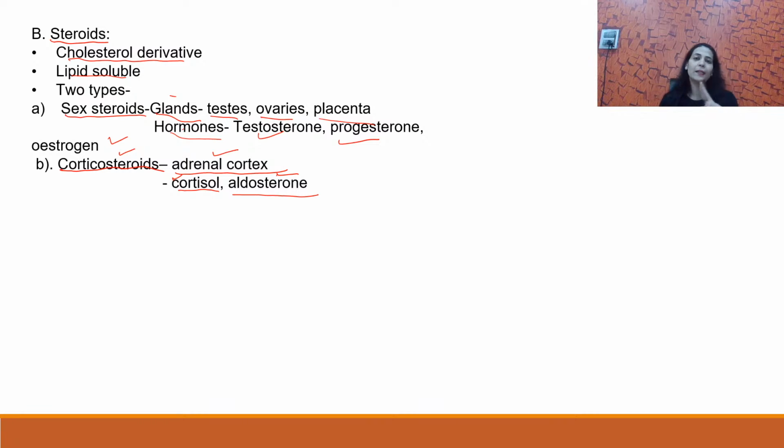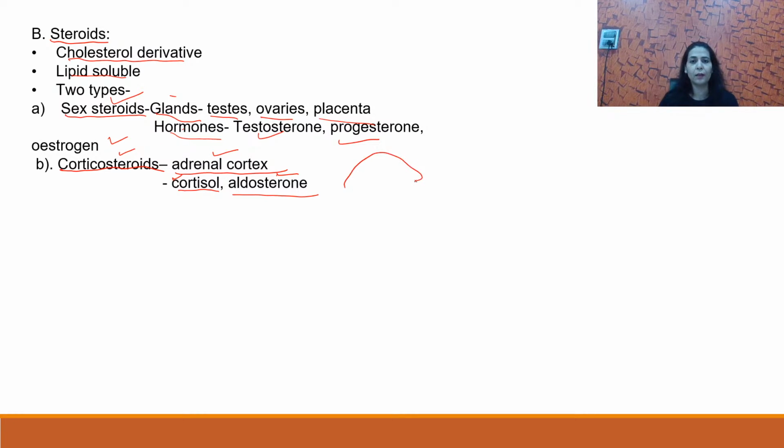Sex steroids are produced by the glands, I mean to say the gonads, which are testes, ovaries, and placenta also. Though the placenta is temporarily formed in the mother's womb, it acts as an endocrine gland. Please remember that. At times, I have seen a number of questions where the placenta is portrayed as an endocrine gland and students fail to understand what is asked in the question, right? So the placenta is a temporary endocrine gland. And what kind of hormones will it secrete? A number of them, but it also secretes the sex steroids.